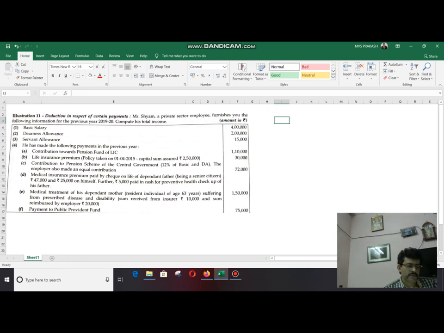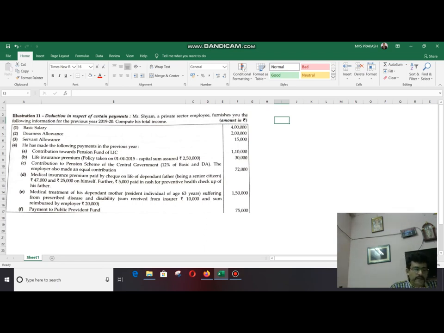Contribution to pension scheme of central government, 12% of basic and DA. The employer also makes an equal contribution. What is the meaning of this? Is it not the national pension scheme? Any contribution by the employer and employee to the national pension scheme, employee's contribution is eligible for 80CCD subsection 1. Employer's contribution is eligible to the extent of 80CCD subsection 2. Anything beyond 1,50,000 of the employer's contribution, that excess is eligible for 80CCD subsection 1. That's what we have discussed in the previous class.